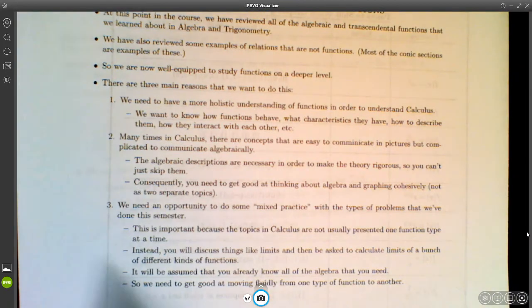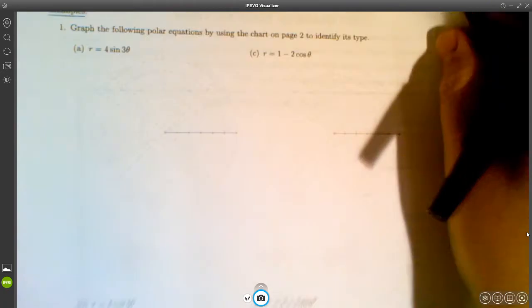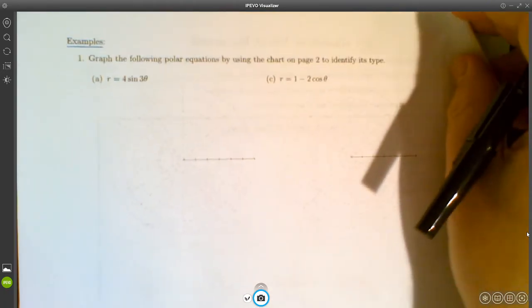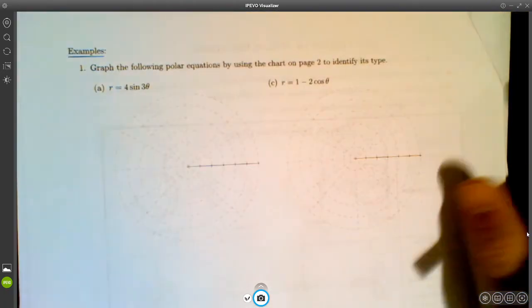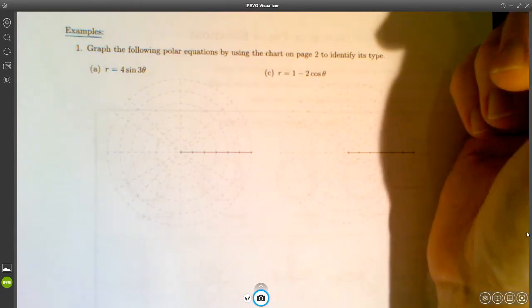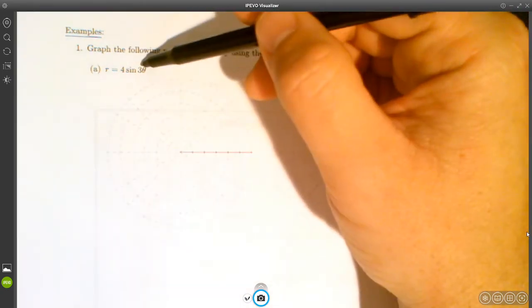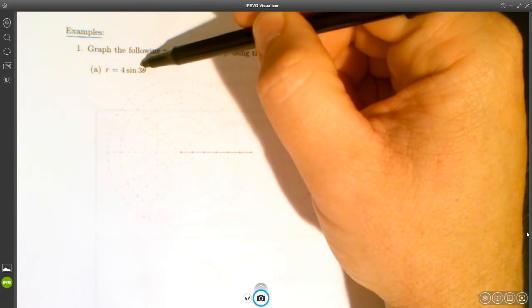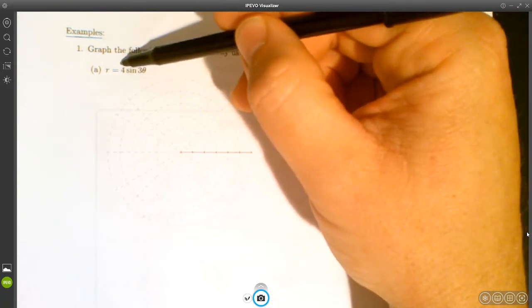Let's practice. So let's practice graphing some of these things. Okay, so this first one, r equals 4 sine 3 theta. I can tell by the format of this equation that this is going to be a rose curve. I know it's going to have 3 petals. I know that the length of those petals is going to be 4 units.